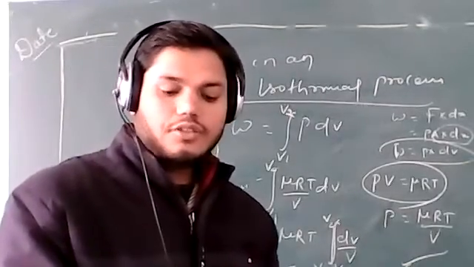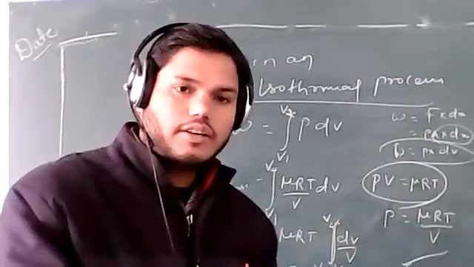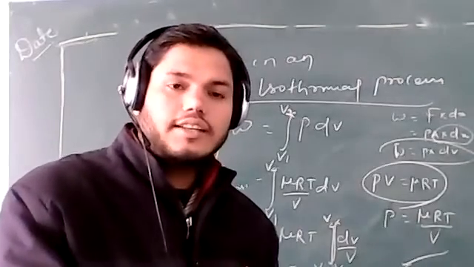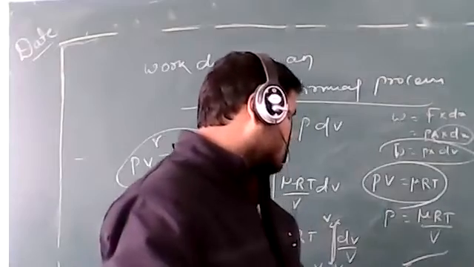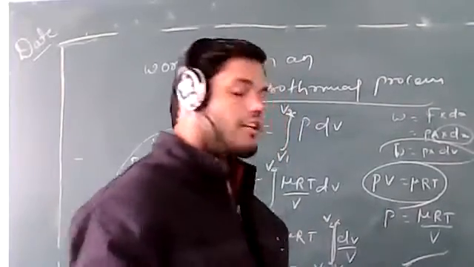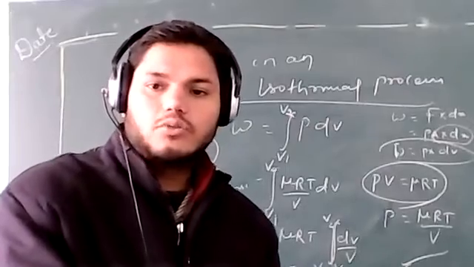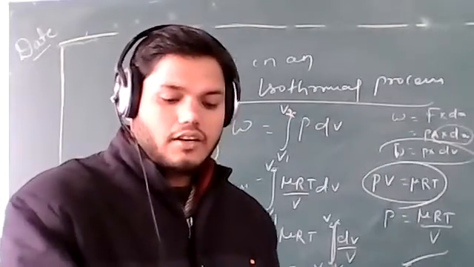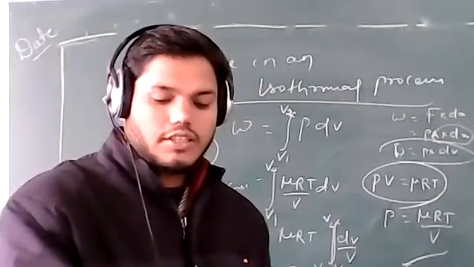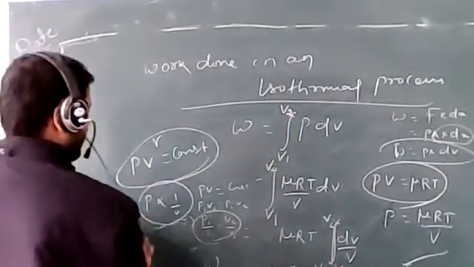If you want to change the ln into log, that is, change the base, here the base is log_e. If you want to change it to log 10, then you have to multiply by 2.303. This is the work done in the isothermal expansion.